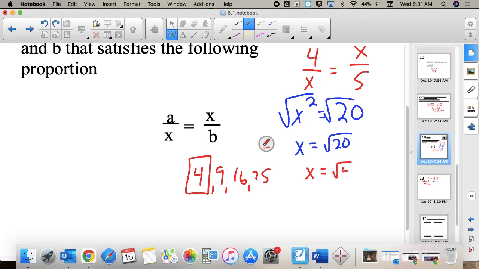So the square root of 4 times what? 4 times what is 20? And that would be 5. We picked 4 because we know the square root of it. The square root of 4 is 2.